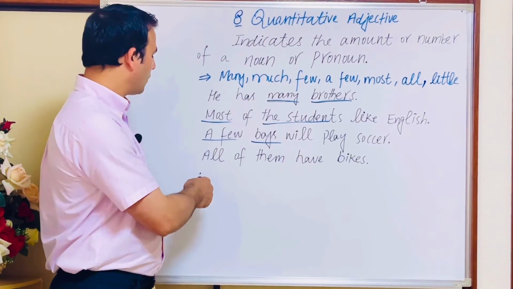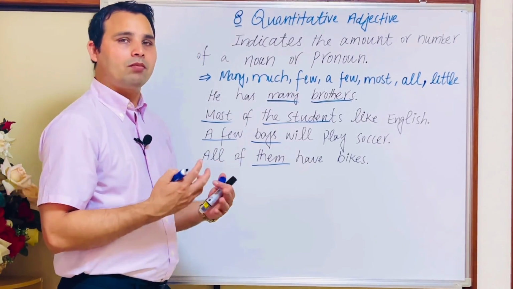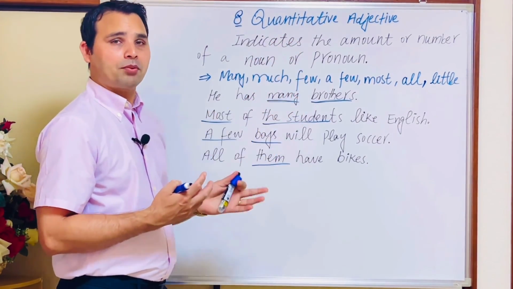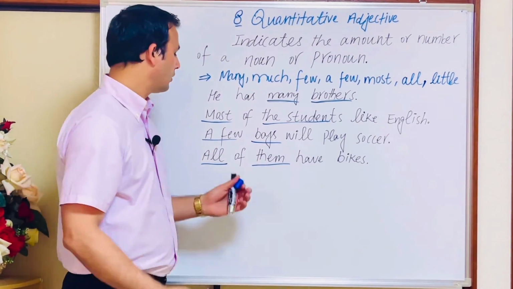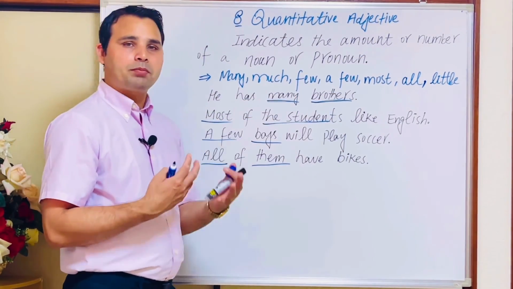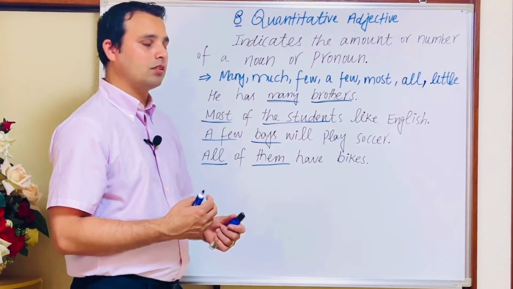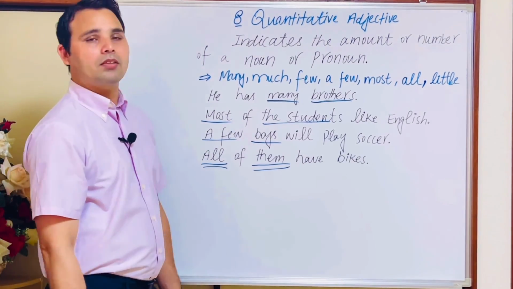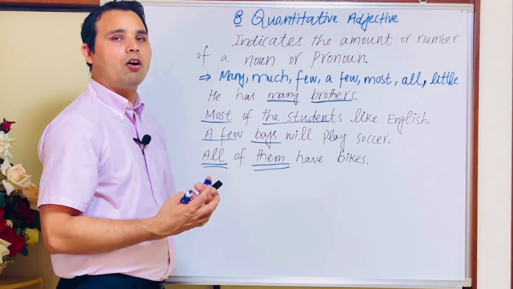Now the last example. All of them. Them is our objective pronoun. So that is our pronoun. And the word all is indicating the number of the people, the students, the boys or whatever. So all of them have bikes. In this sentence, this is our pronoun and this is our quantitative adjective, that is indicating the number of the pronoun.